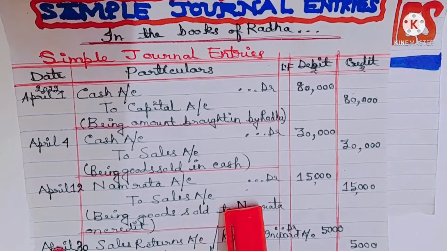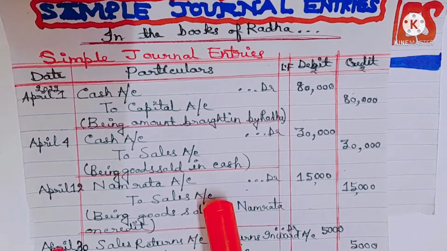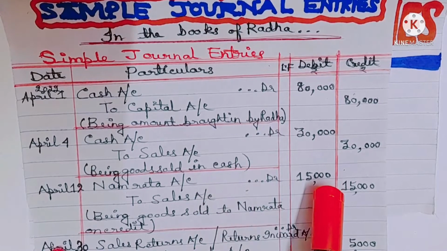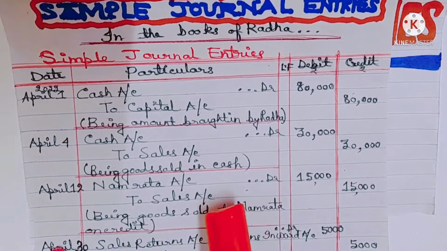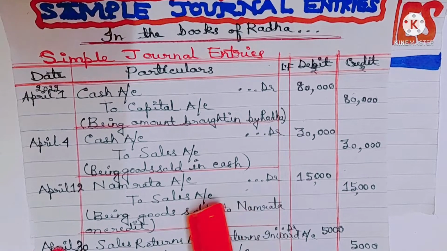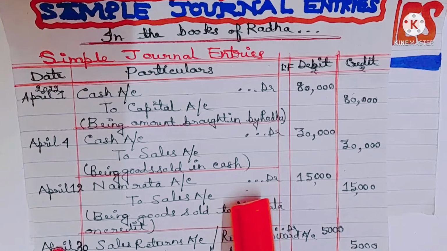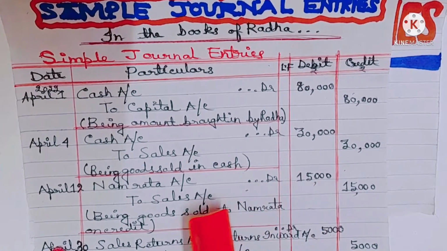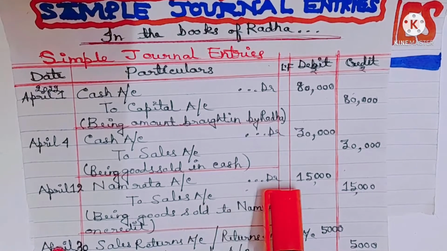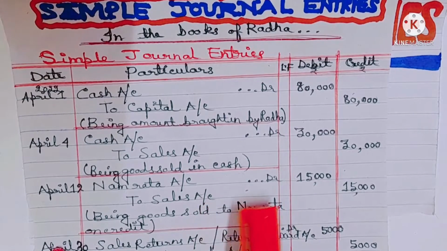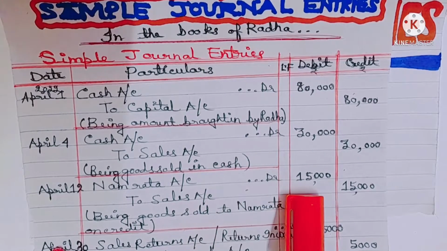While for sales account credit, according to real account, goods go out from the business. So according to real account, what goes out is credit, and sales account should be credited. According to nominal account, all incomes and gains are credit. When goods are sold, cash comes in, so this is an income for the business. So sales account should be credited.